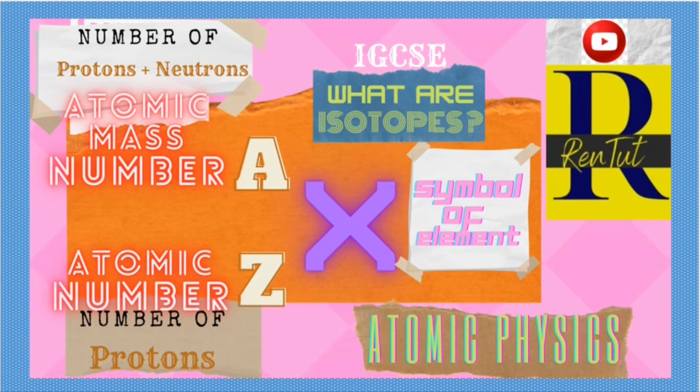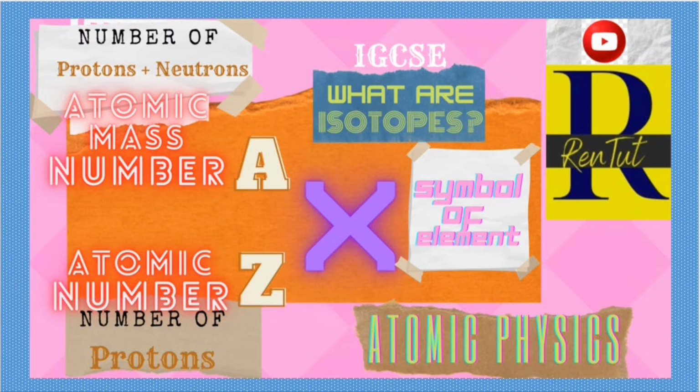Firstly, what we need to understand is what is a mass number. What is atomic mass? Atomic mass is the number of protons plus the number of neutrons, so we have to add both the numbers. The number of protons is the atomic number itself, which is represented by the capital letter Z. And atomic mass, which is represented by capital letter A, is the atomic number Z plus the number of neutrons. So A is equal to Z plus N.